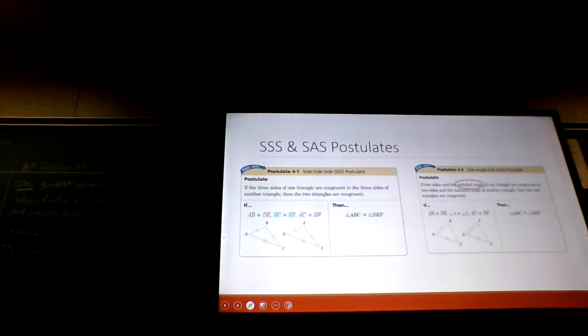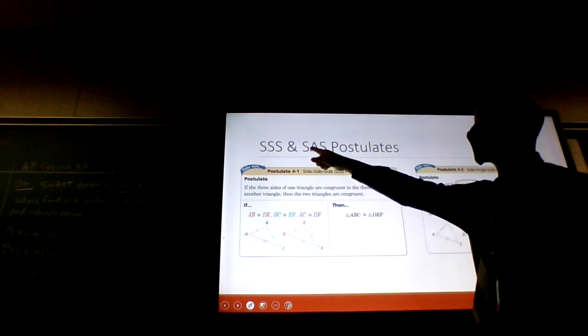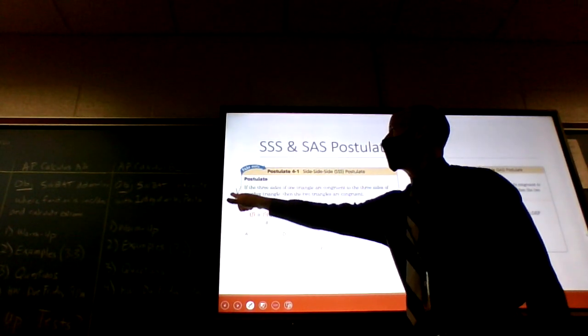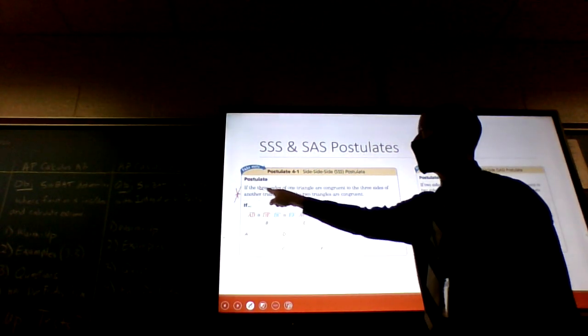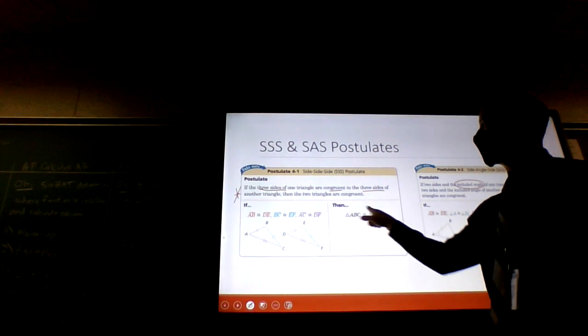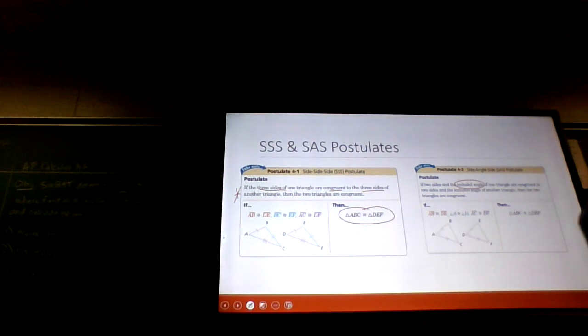We have 2 postulates we're going to focus on first, which is SSS and SAS. I would recommend that you read the words for these. It says, if 3 sides of a triangle are congruent to 3 sides of another triangle, guess what you can conclude about the triangles? They're congruent.